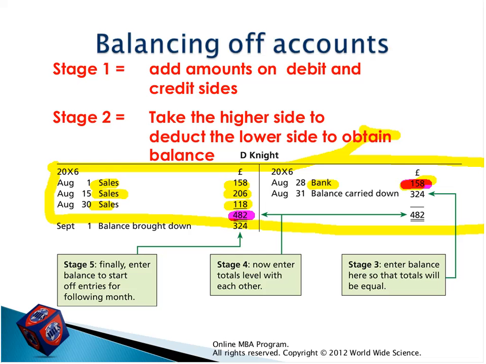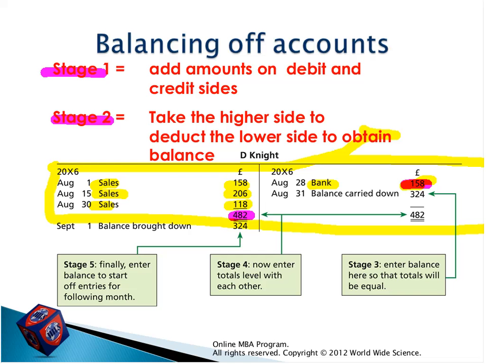So what we can do, how we can balance to carry down? So first, the stage one. We must add the amounts on the debit and credit side. So we have done it. You see, we already put the amounts on the right side, which is sales. All those sales are credit side, and the bank is the debit side, right? Stage two, take the higher side to deduct the lower side to obtain the balance.